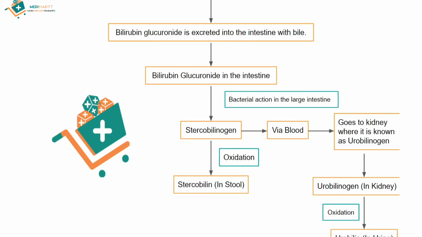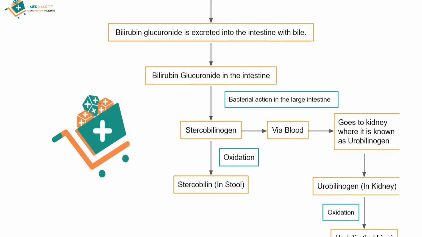Then some amount of stercobilinogen goes via the blood to the kidney, where it is known as urobilinogen. So what is happening here? The stercobilinogen, which was converted from bilirubin glucuronide by bacterial action in the intestine, goes to the kidney with the help of the blood. In the kidney it is called urobilinogen, and it goes by the medium of blood.